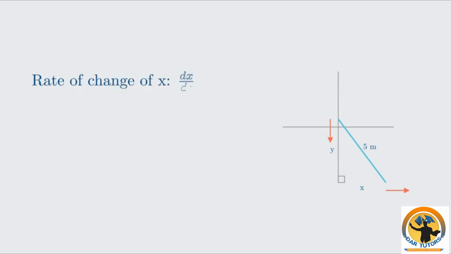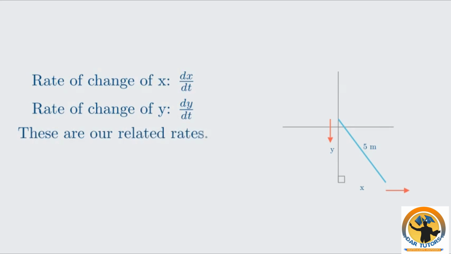Consider a classic example: a ladder sliding down a wall. The ladder has a fixed length. As the foot of the ladder slides away from the wall, its horizontal distance, which we'll call x, increases. At the same time, the top of the ladder slides down, so its vertical height, y, decreases. The rates of change for x and y are related. The rate of change of x with respect to time is written as dx/dt, and the rate of change of y with respect to time is dy/dt. These are our related rates.